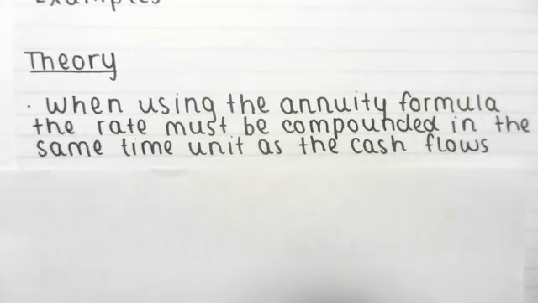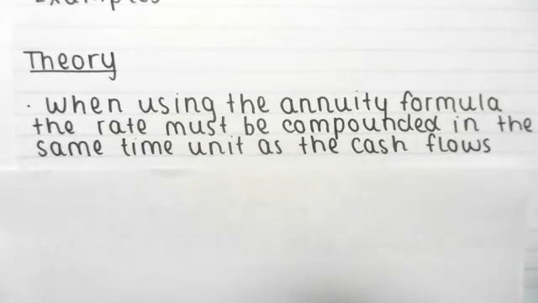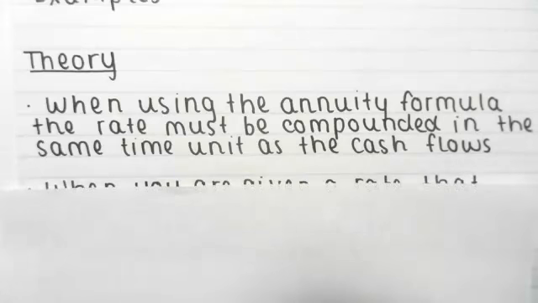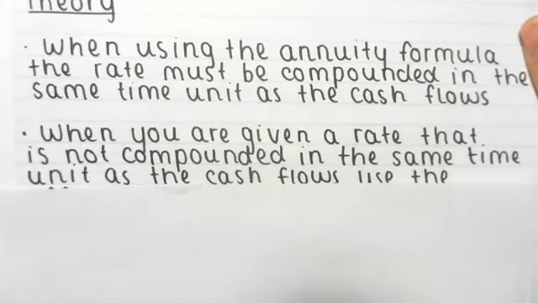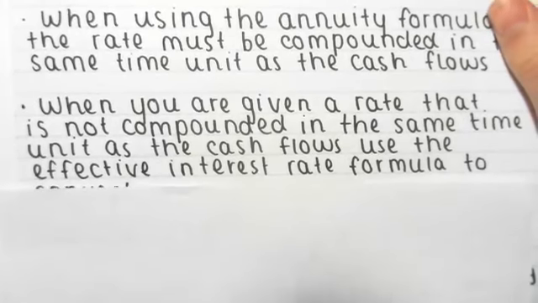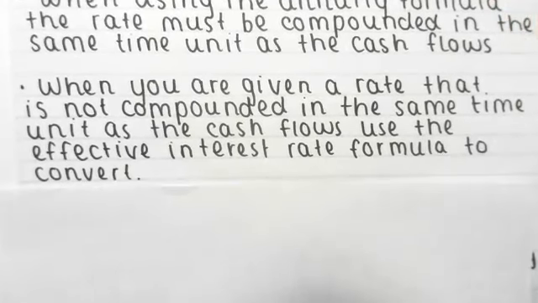So as I've discussed before, when using the annuity formula, the rate must be compounded in the same time unit as cash flows. So if the cash flows are occurring per month, you need a rate that's compounded monthly. And this is where the issue comes. So when you are given a rate that is not compounded in the same time unit as the cash flows, we have to convert this, and we do that by using the effective interest rate formula. So if you are given cash flows per month, but you're given an interest rate compounded annually, you need to use the effective interest rate formula to convert this to a compounded monthly rate.